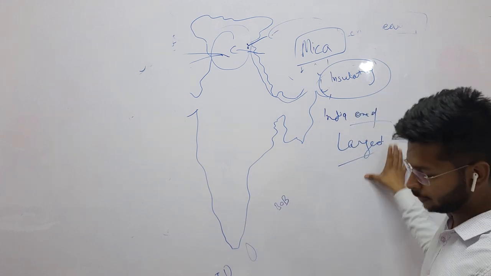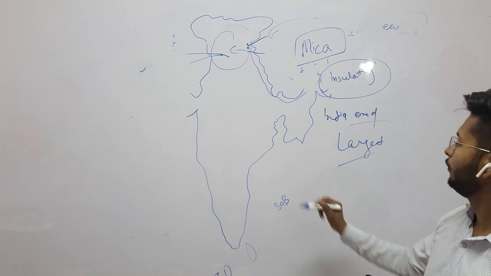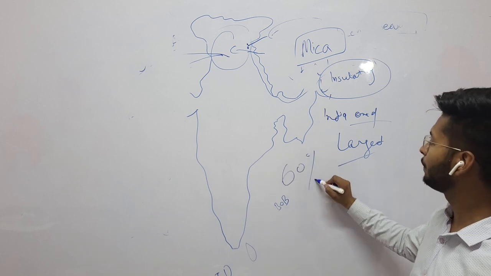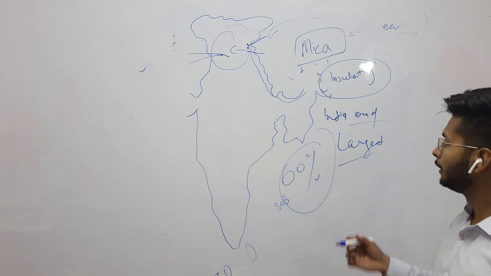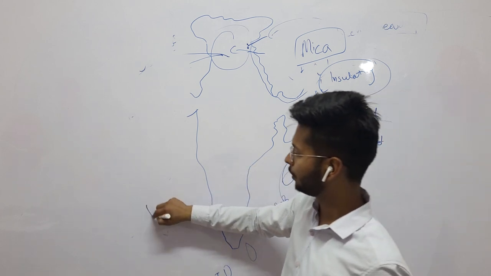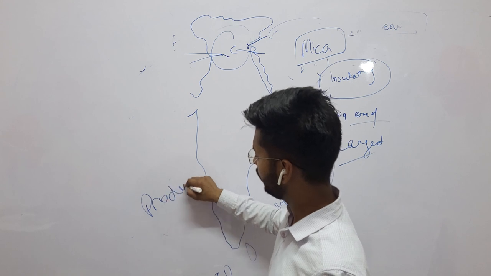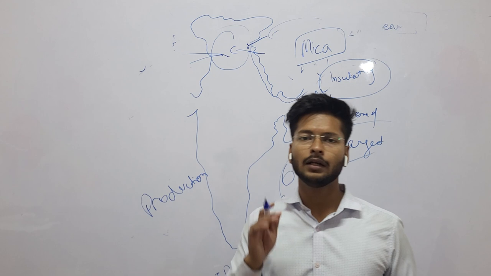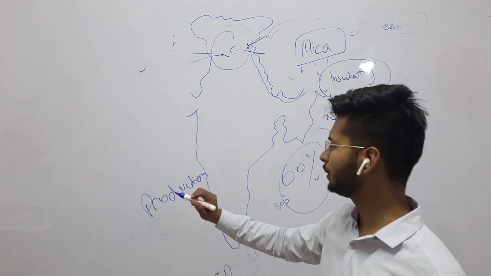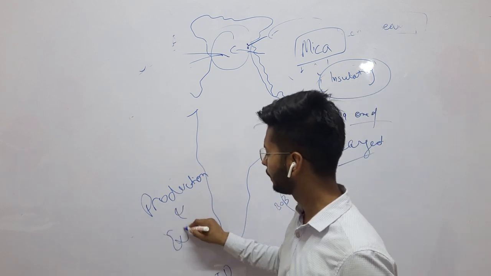Okay. India has a near monopoly. We can say approximately 60% of worldwide production of mica is done in India. There's a difference between production and export. Please give due focus on this concept, because over my teaching career I have seen that many students get confused between production and export.